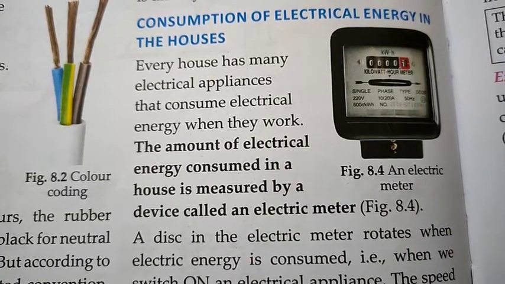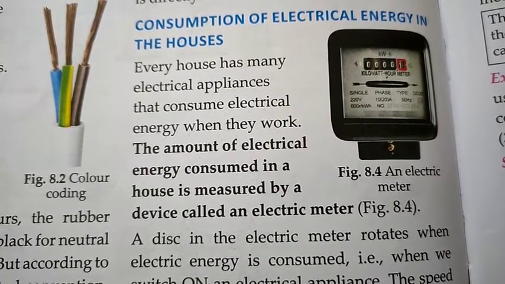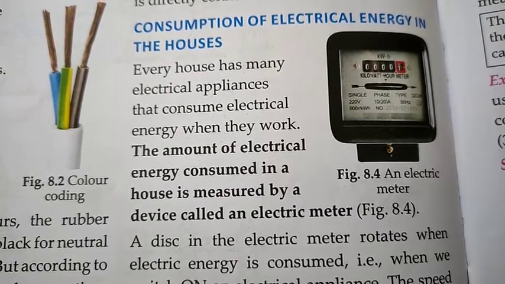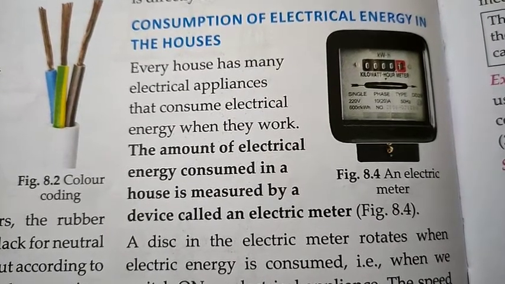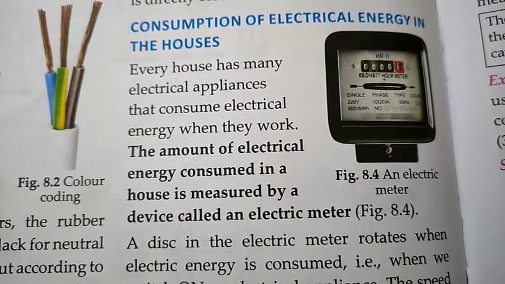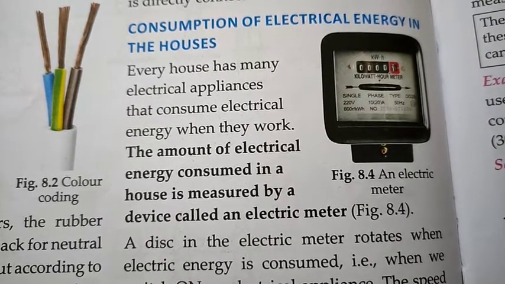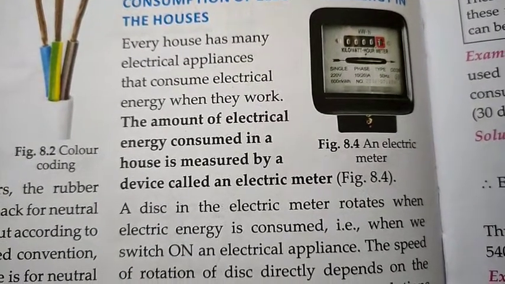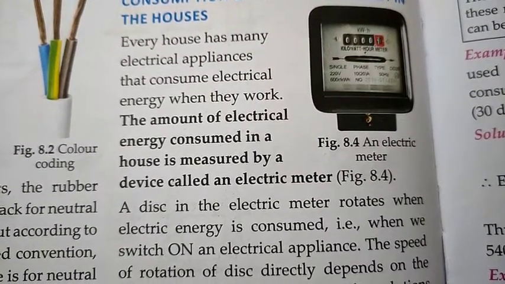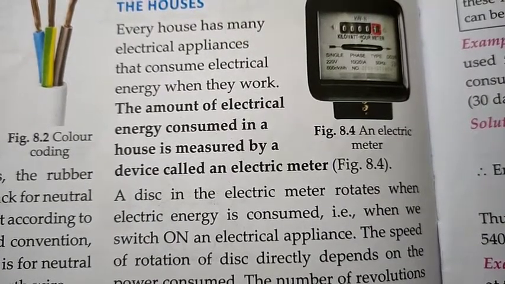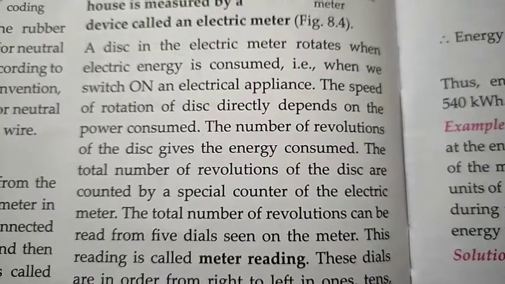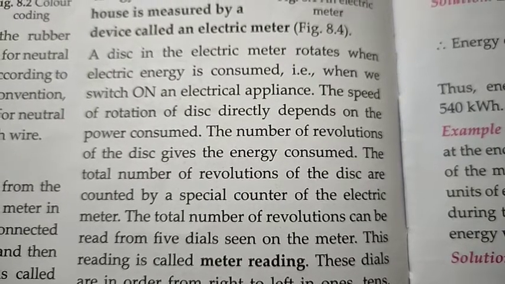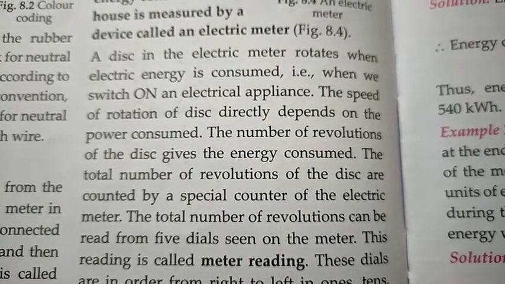Consumption of electrical energy in the houses. As we know, there are many electrical appliances in every house, and these electrical appliances consume electrical energy whenever they work. So the amount of electrical energy consumed in a house is measured by a device called electric meter, and there is a disc in the electric meter which rotates whenever an electrical appliance is switched on. The speed of rotation of the disc depends on the power consumed, and the number of revolutions of the disc gives the energy consumed.